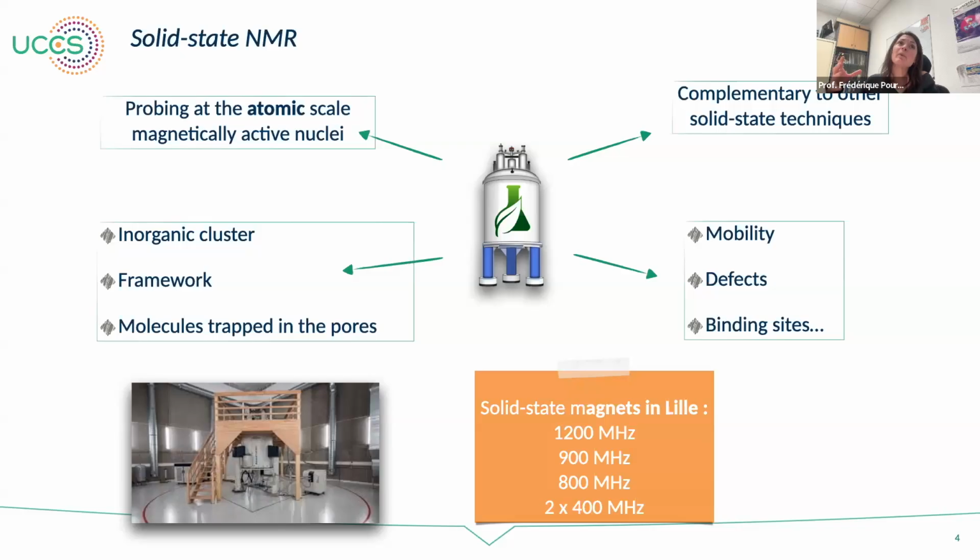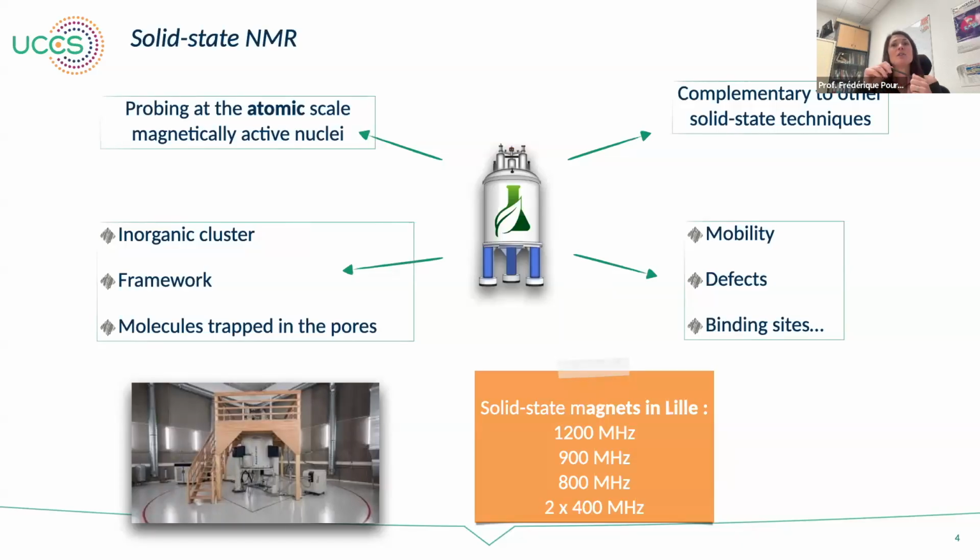With the NMR, you can have local information regarding the inorganic cluster of the MOF, but you can also have information about the framework or the molecules that are trapped in the pores. For example, we'll talk about mobility or defects, and you can also have information of binding sites when you use some interaction between gas and MOF.